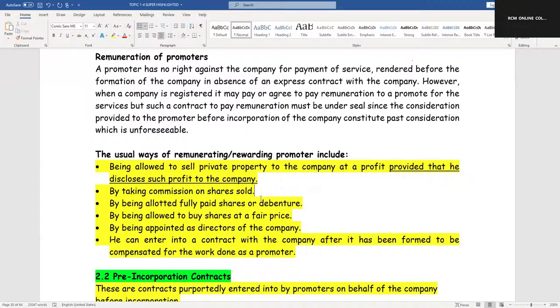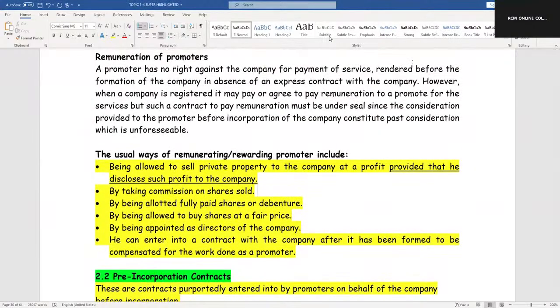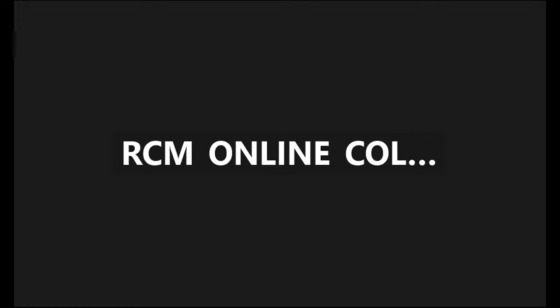So that also is actually very common in the exam. They like this one. So remuneration or compensation of the promoter. We can look at one or two questions, then we close up with this class. We see whether we can close up with this class.